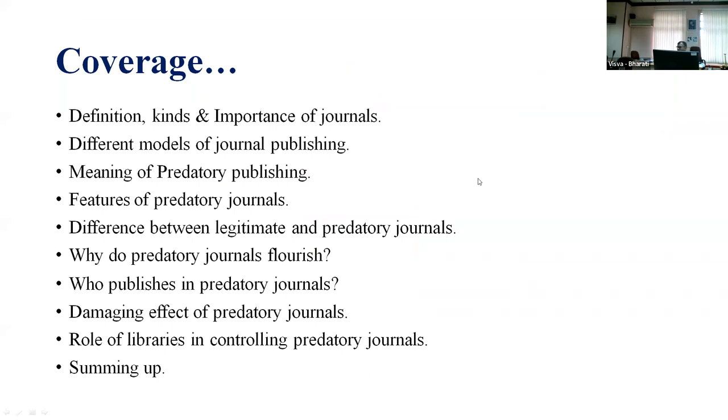So today's coverage is on my deliberation, step by step. That is, first in general, the definition of journals, kinds of journals, and importance of journals, along with a few different categories of journals, like e-journals and the advantages of e-journals. Then different models of journal publishing, meaning of predatory publishing.